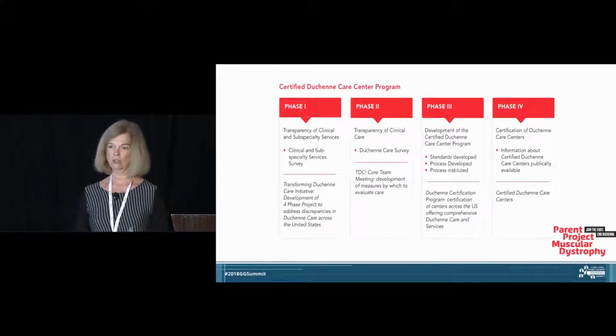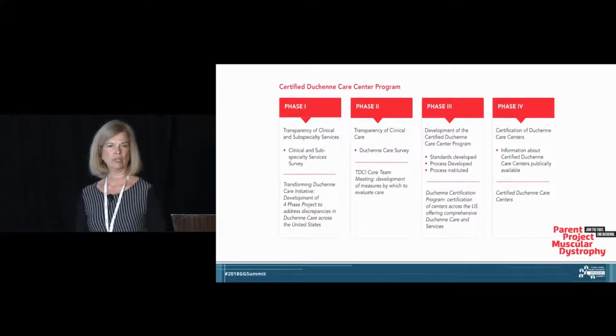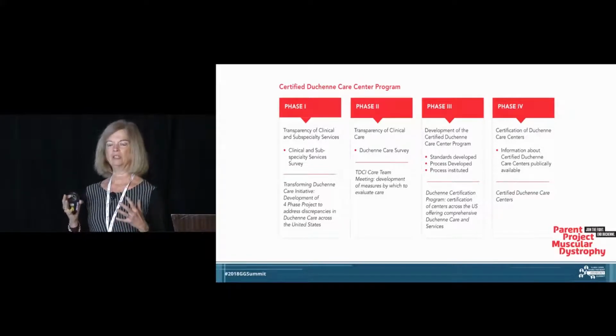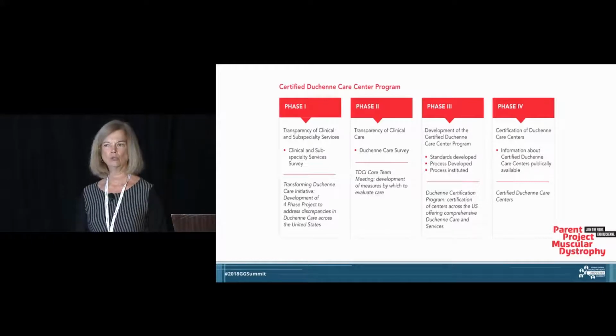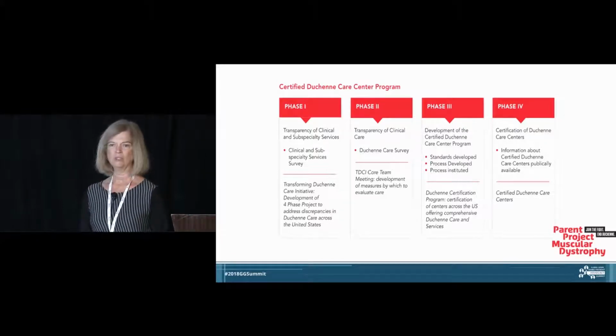So for example, in cardiology, that's my background, obviously, it's easier for me to talk about it. So in cardiology, how often should they be seen? When should they get an EKG? When should they get an echo? Who should get a cardiac MRI? When should they start medications? So give me at least 5 to 10 variables that I can use to evaluate that subspecialty area of care. And then based on the survey that tells me who's on the team and what care the team members are providing, we developed the Certified Duchenne Care Center program and then certified centers around the country that were capable of providing that level of care.